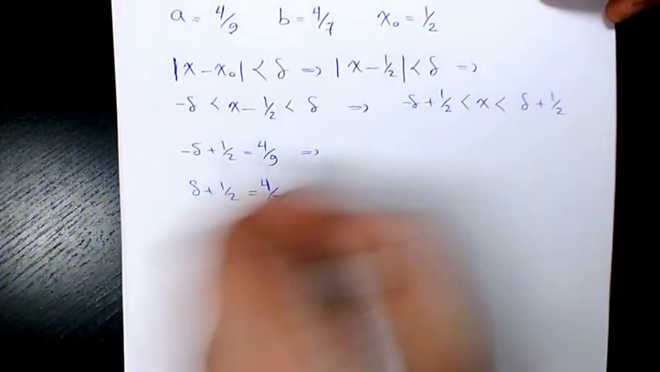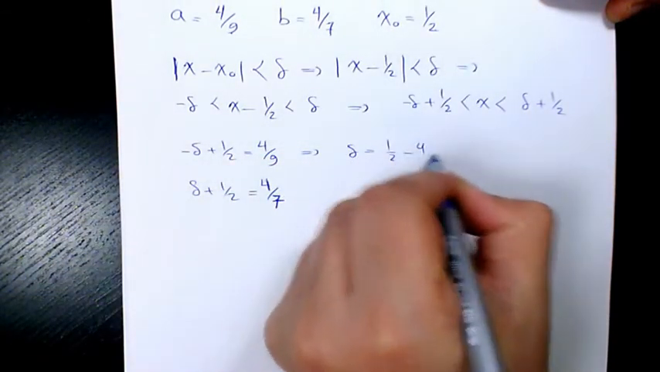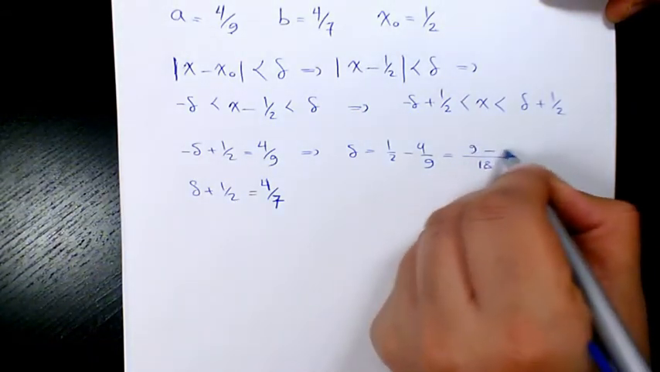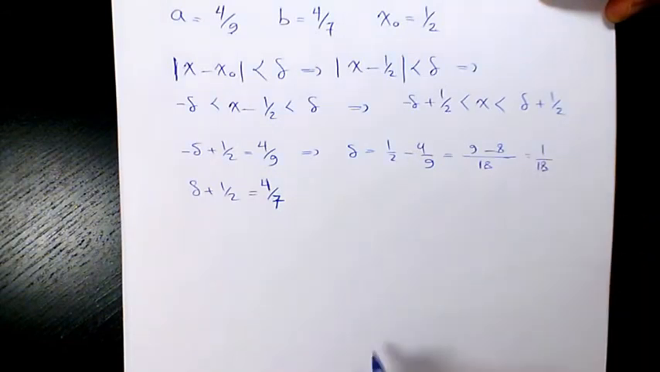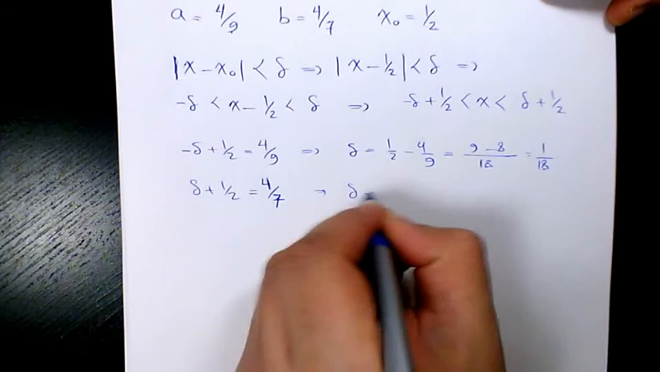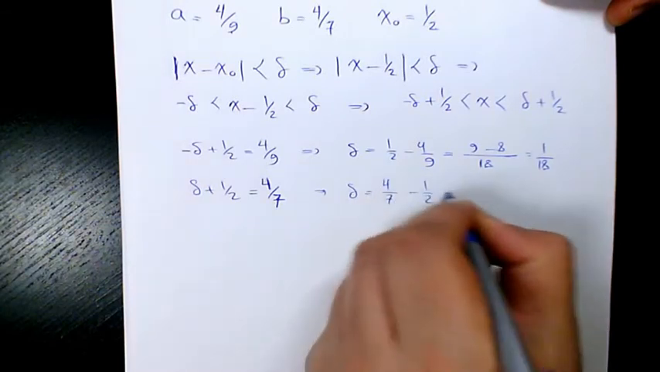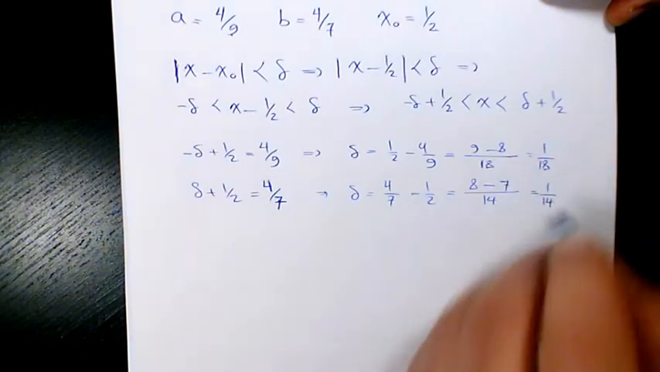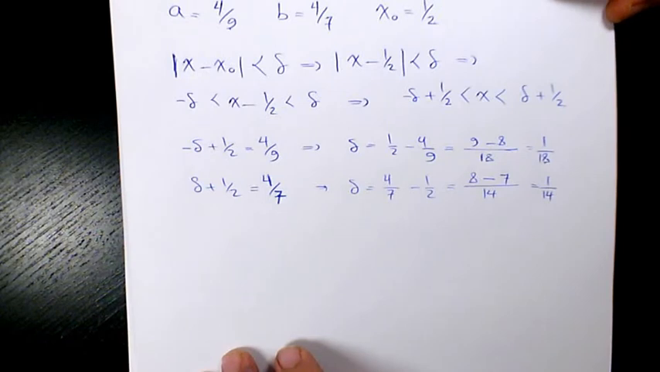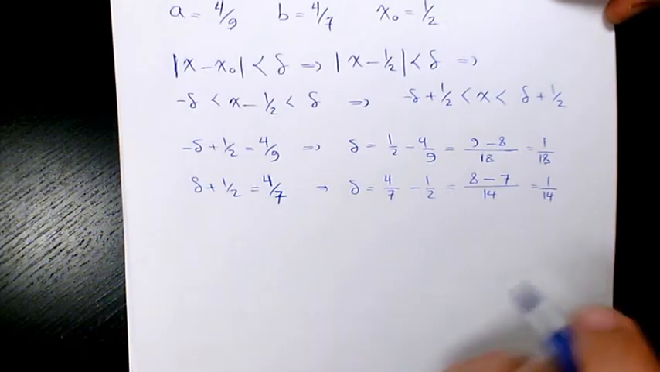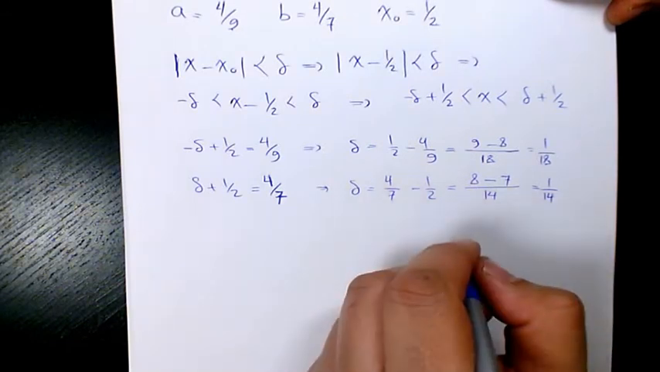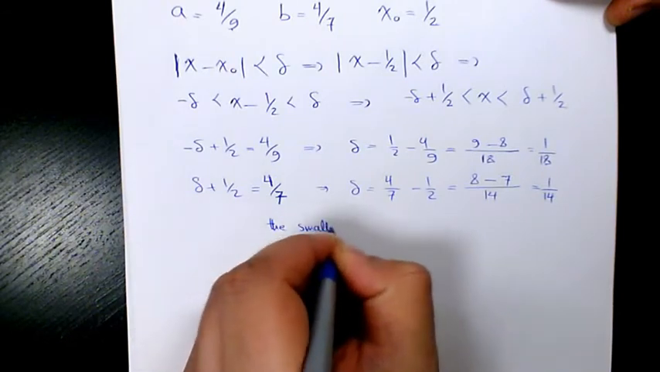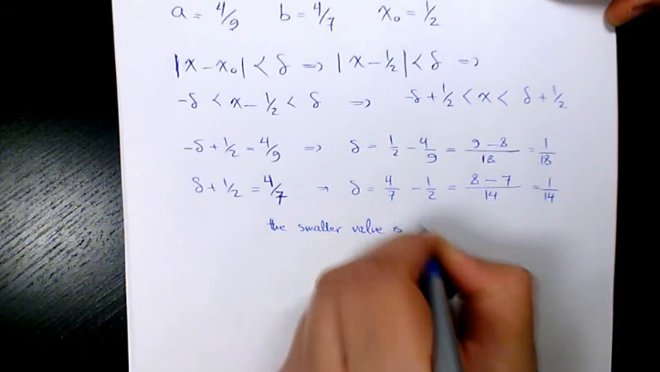So delta is going to be 1 over 2 minus 4 over 9, which will be 9 minus 8 over 18, which is 1 over 18. And the other one is delta equals 4 over 7 minus 1 over 2, which is 8 minus 7, which is 1 over 14. So between these two, 1 over 18 is smaller. So the smaller value is 1 over 18.